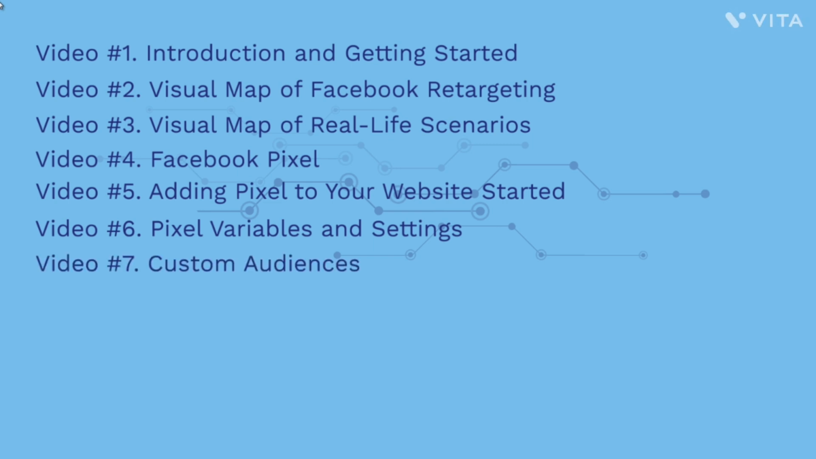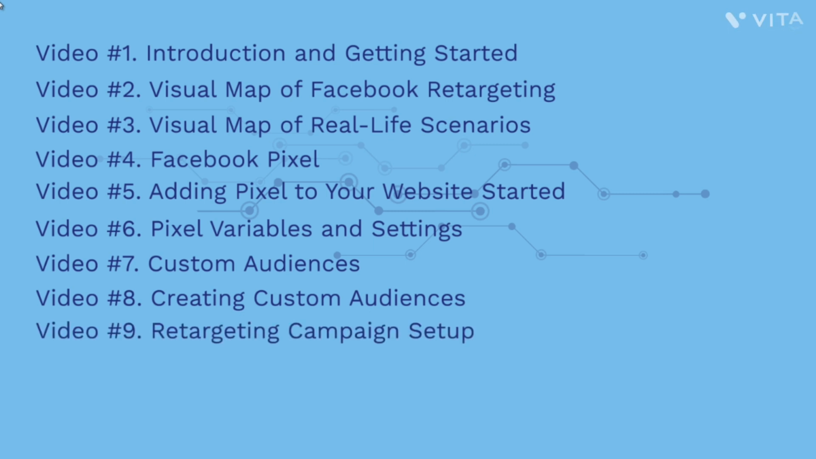In video number 7, we're going to talk about custom audiences, which are essentially lists or segments of people that you have targeted. When you create your Facebook ad, you can then target that specific custom audience and show that specific ad to that audience. And then in video number 8, we'll have some practical application and show you how to create these custom audiences. And last but not least, video number 9, we'll talk about retargeting campaign setup.